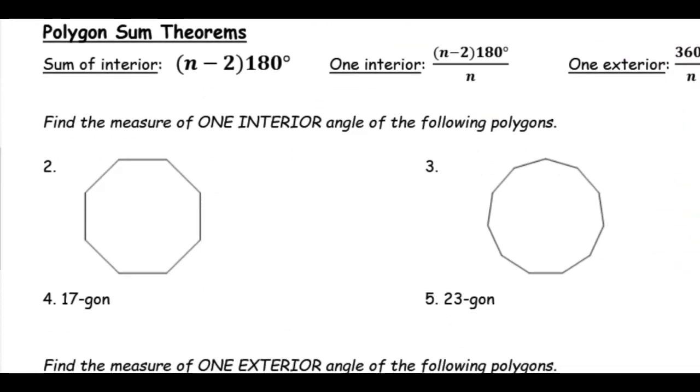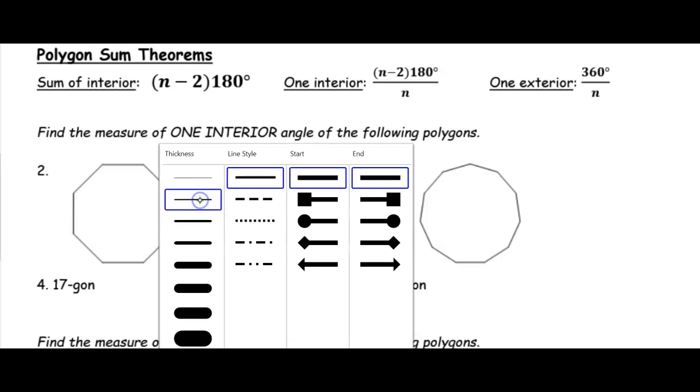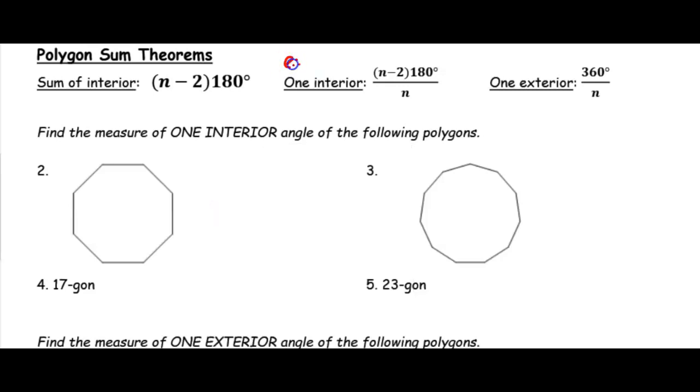You've got your formulas up here at the top. So find the measure of one interior. One interior, or each interior, is another way to say it. Each interior.